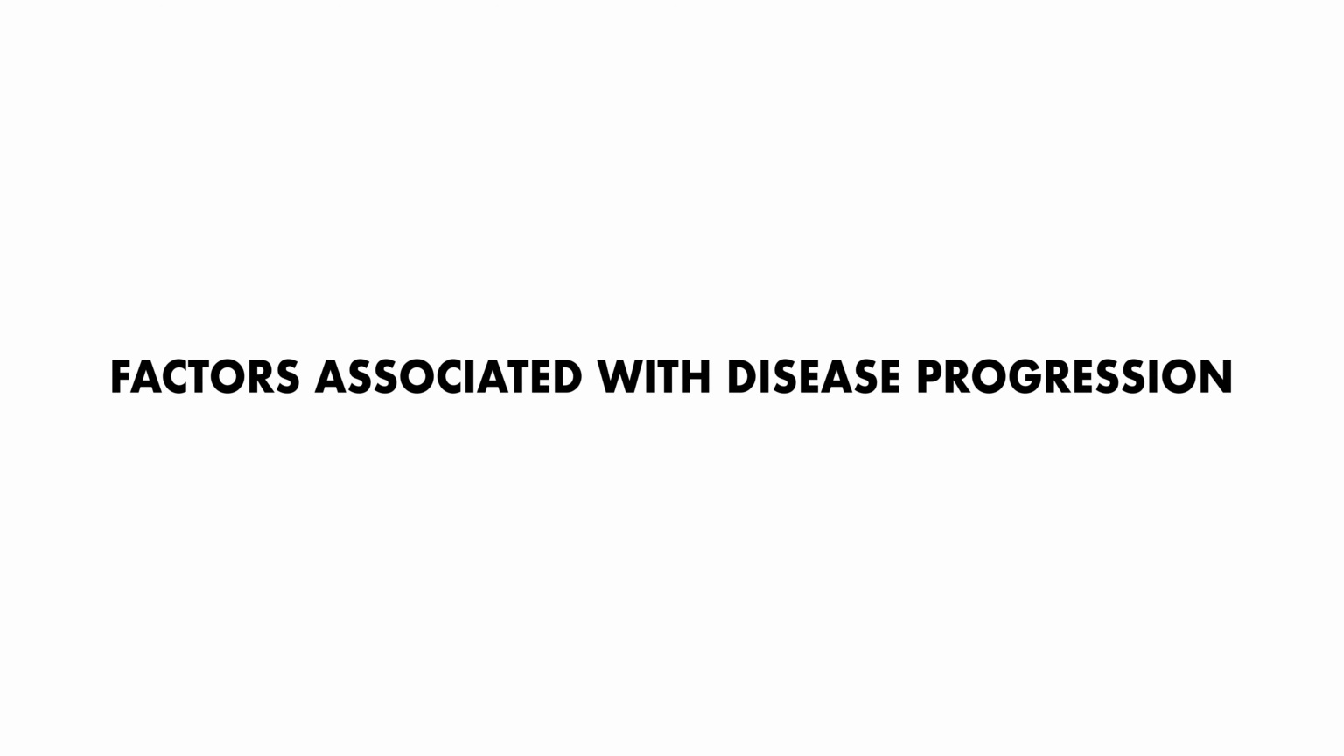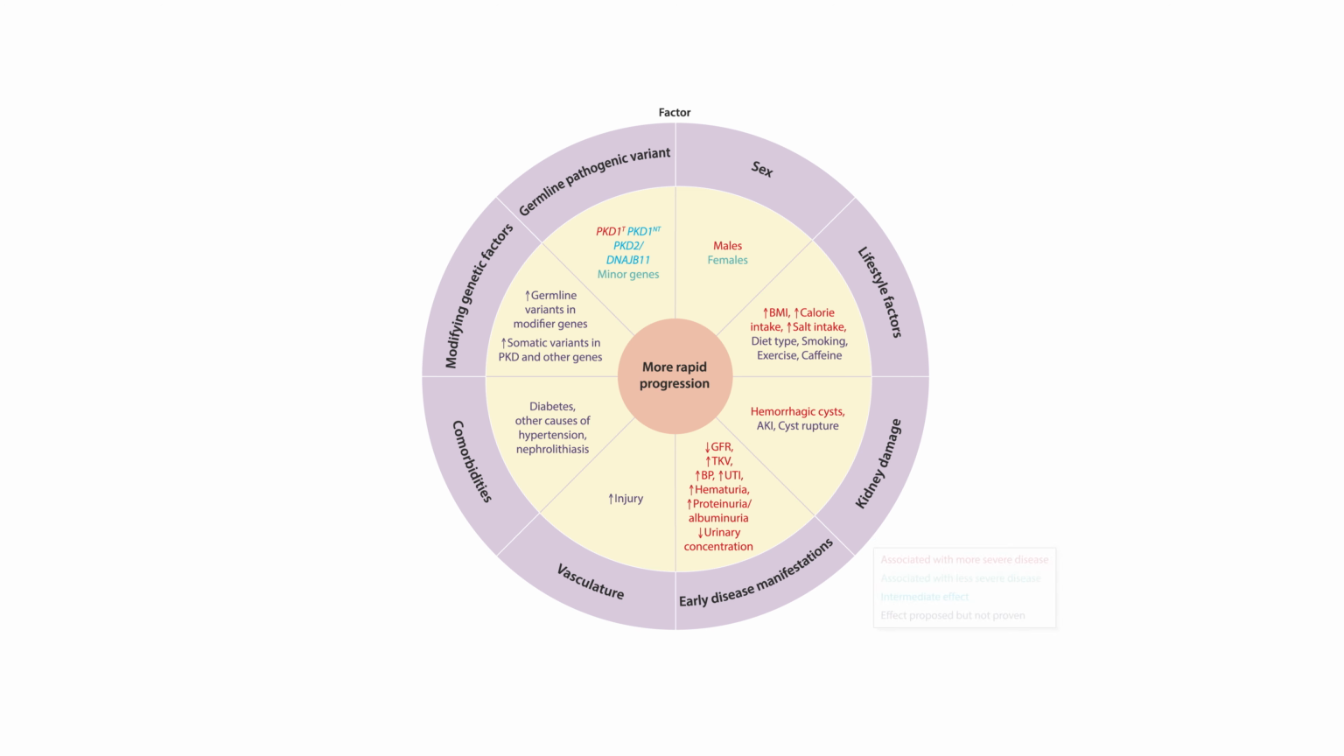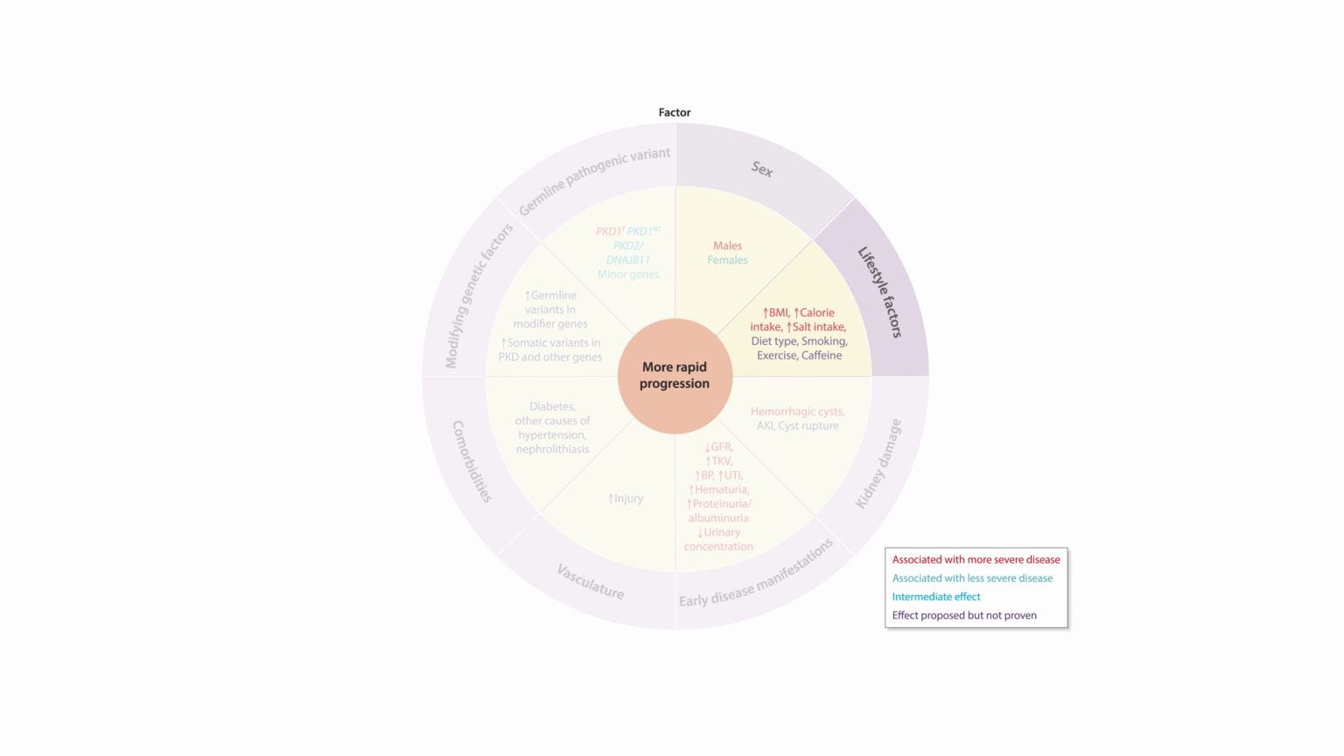So let's next address disease progression. We have identified a range of clinical, genetic, lifestyle, environmental, and chance factors which are thought to influence the rate of disease progression in ADPKD. The guidelines illustrate in a figure the range of different factors thought to influence disease development and how these may manifest.